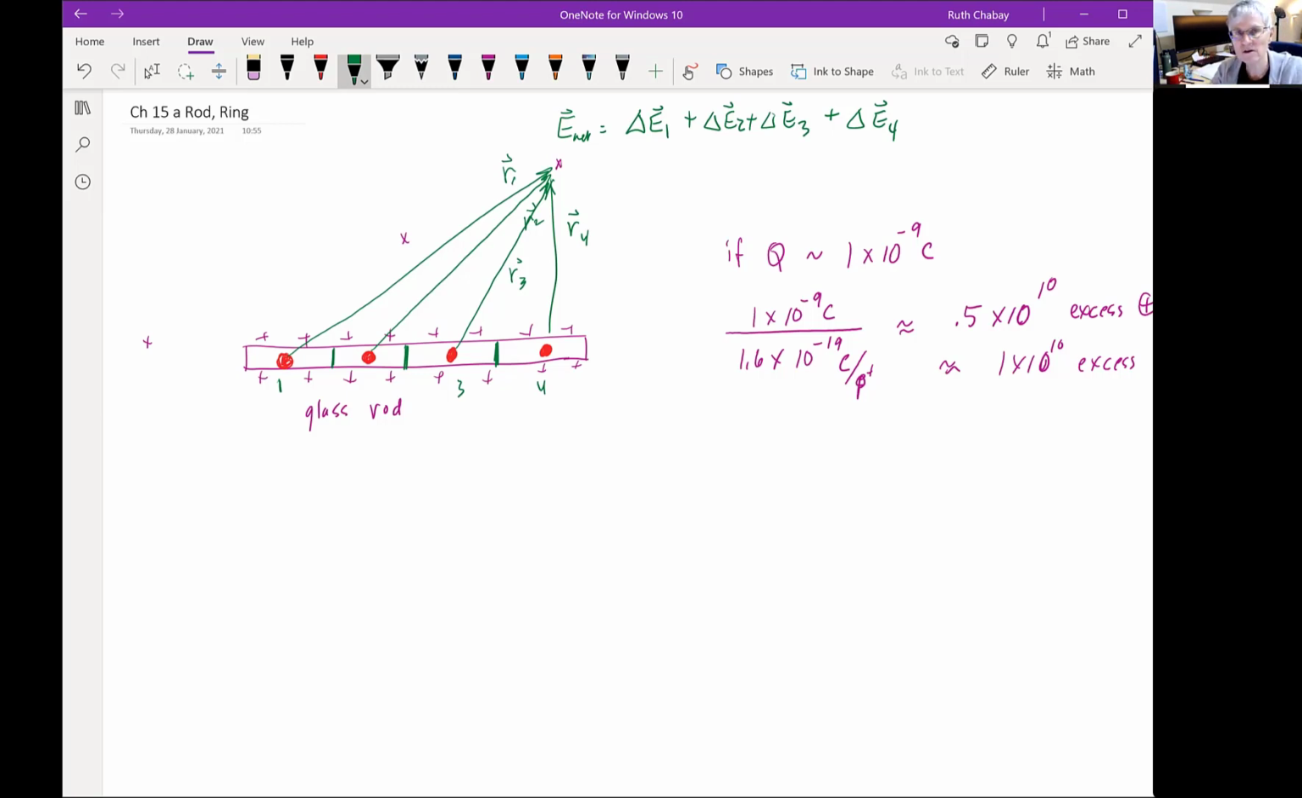And as you can probably imagine, the more different pieces we divide the rod up into, the more accurate our calculation of field is going to be. Up to some point where after that, it isn't actually going to matter. You know, we're not going to see much difference. But probably 4 pieces is much better than 2, and 10 pieces would probably be better than 4.